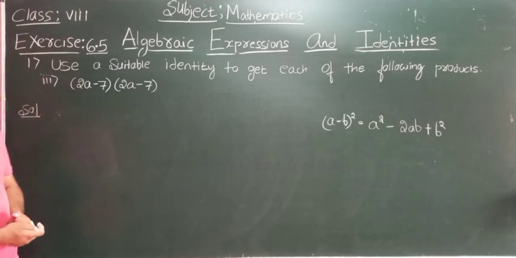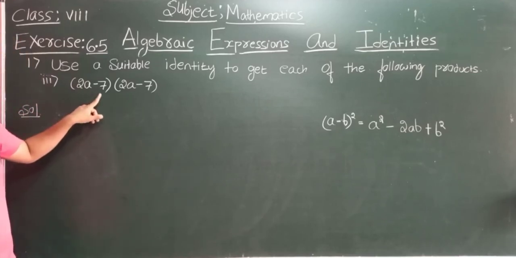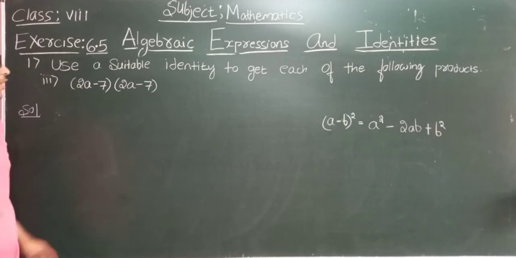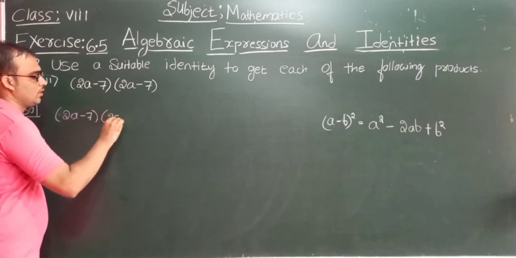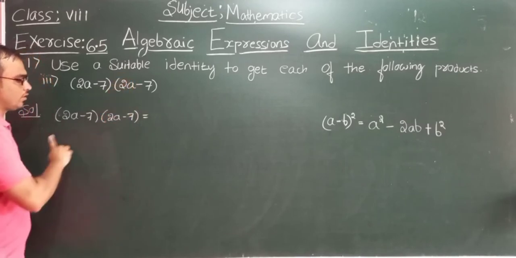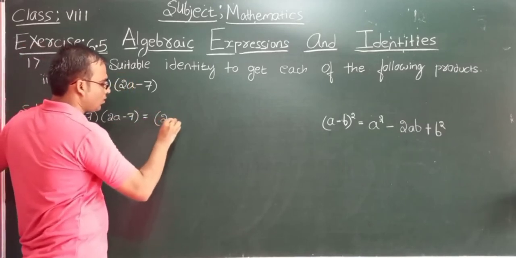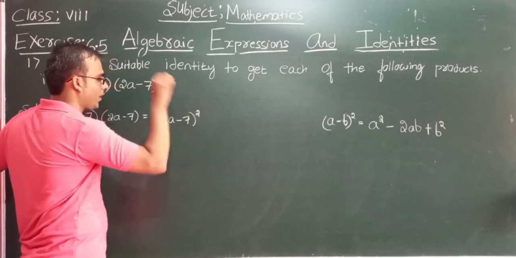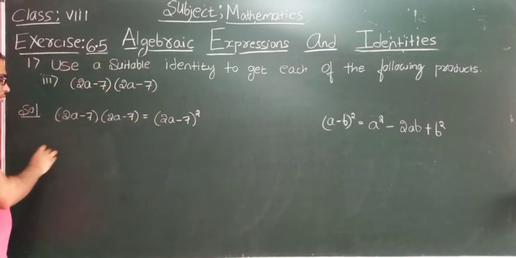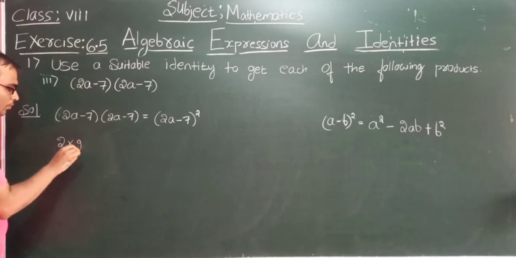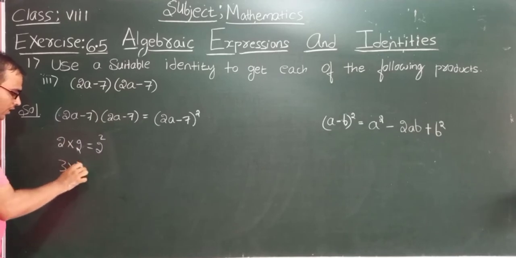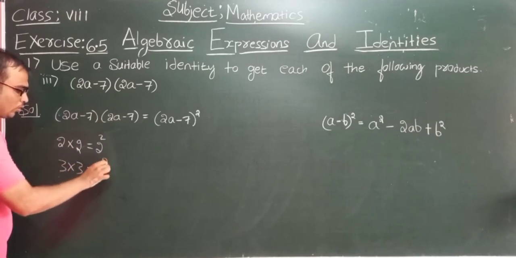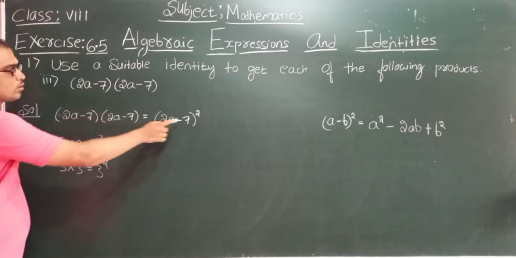Students, now let's solve the third question. Okay. So what have they given? 2a minus 7 into 2a minus 7. Okay. So here minus is there. So this we can write as 2a minus 7 whole square. Why whole square? Because 2 times. If it is like 2 into 2, then what will we write? 2 times, no? 2 square. If it is 3 into 3, that is 3 2 times. In the same way, 2 times, so we are writing square.